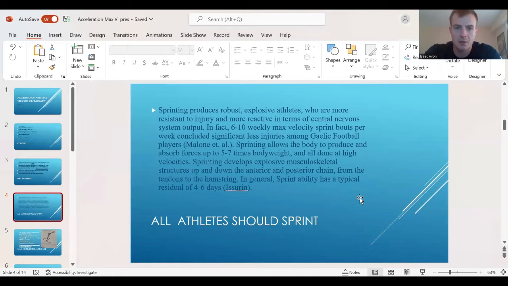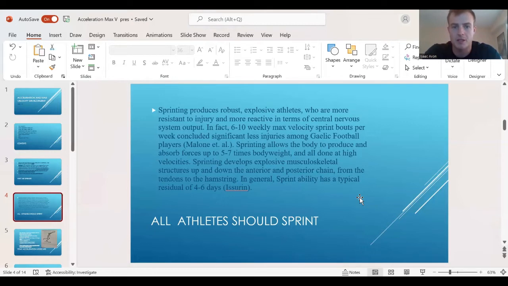In fact, 6 to 10 weekly max velocity sprint bouts per week concluded significantly fewer injuries among Gaelic football players. Study by Malone. Sprinting allows the body to produce and absorb forces up to 5 to 7 times body weight, both eccentrically and concentrically, all done at high velocity. Sprinting develops explosive musculoskeletal structures up and down the anterior and posterior chain, from the tendons to the hamstrings.